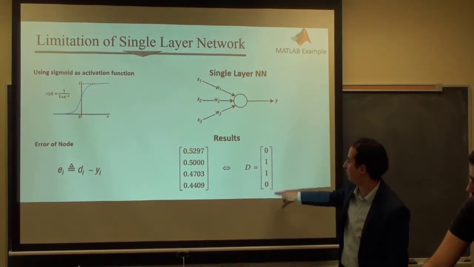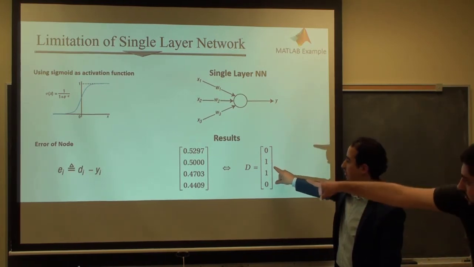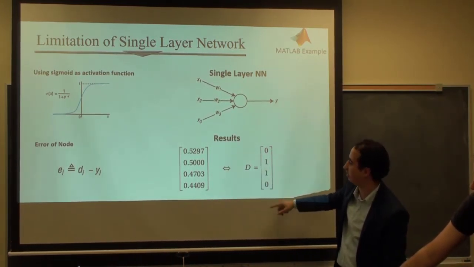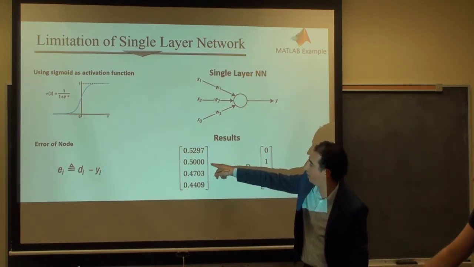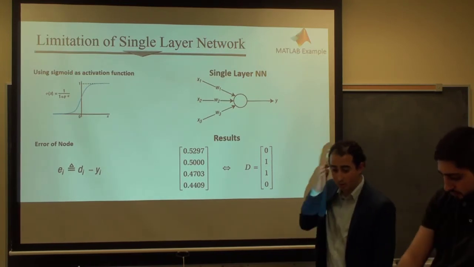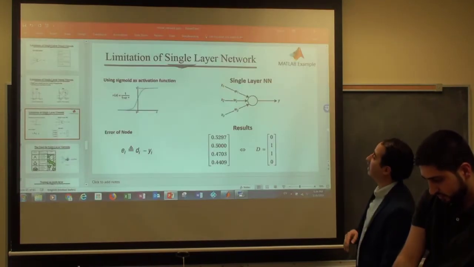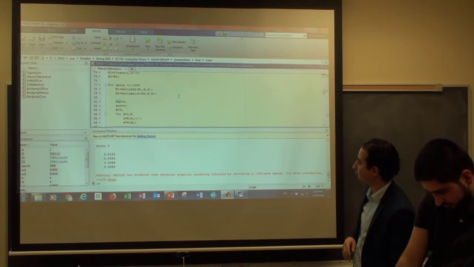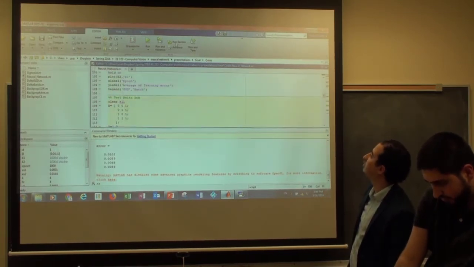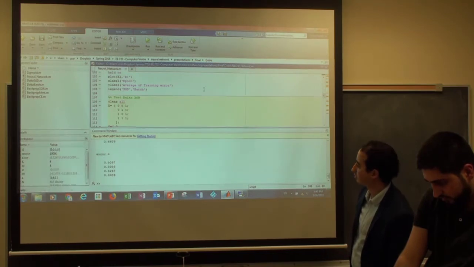And if we look at the output, it's wrong. That's the output, but we see the actual output we want is 0, 1, 1, 0. But what we get is about a half, so we don't get 0, 1, 1, 0. And that's what we're going to implement in MATLAB. There's a code called test delta XOR, which is the single layer.